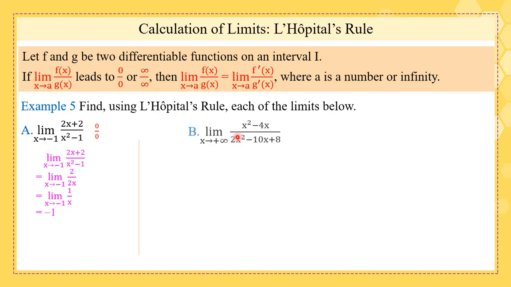Now let's see the second example. We need the limit at plus infinity of this quantity. Now based on L'Hopital's rule, if we just substitute, we get infinity over infinity. And in case of infinity over infinity, we can use L'Hopital's rule, which states that we find the derivative of the numerator alone and the derivative of the denominator alone. In this case, we get the limit of 2x minus 4 over 4x minus 10.